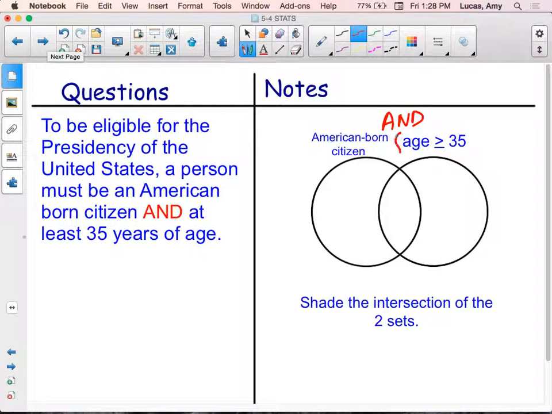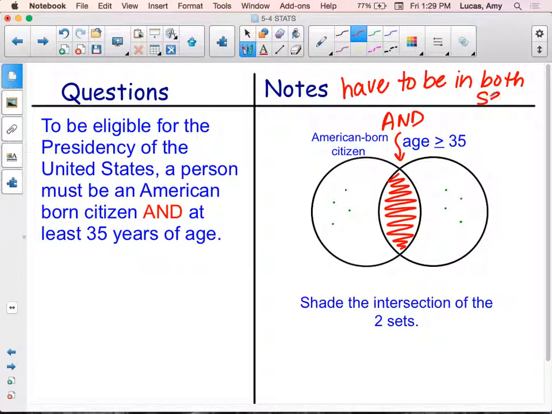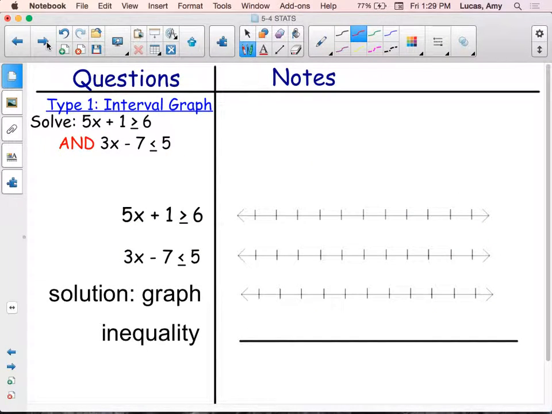So to meet both of those requirements, you're going to be in that intersection of the two sets right here. So it's not the people that are just an American-born citizen or just greater than or equal to 35. It's the people that meet both requirements. So have to meet both requirements or have to be in both sets. To be in the intersection, you have to be in both sets. So transferring that over to our inequalities, we're going to solve and graph two linear inequalities, and then we are going to be looking for the numbers that are in both sets. So we will have two rays, and we'll look for their intersection.